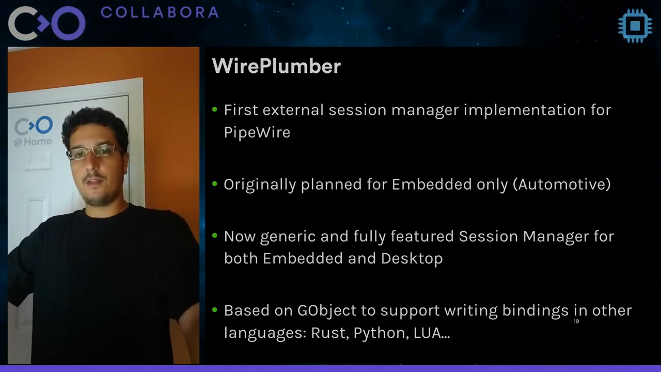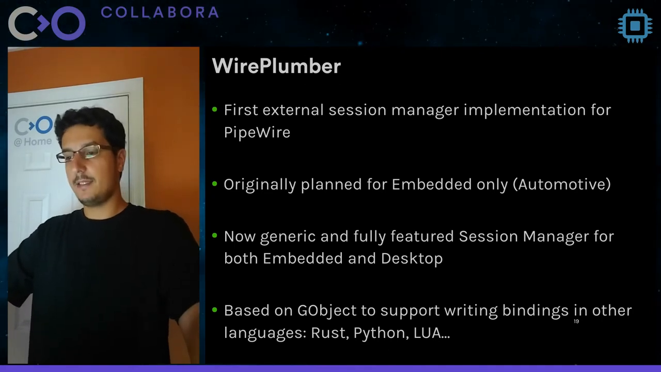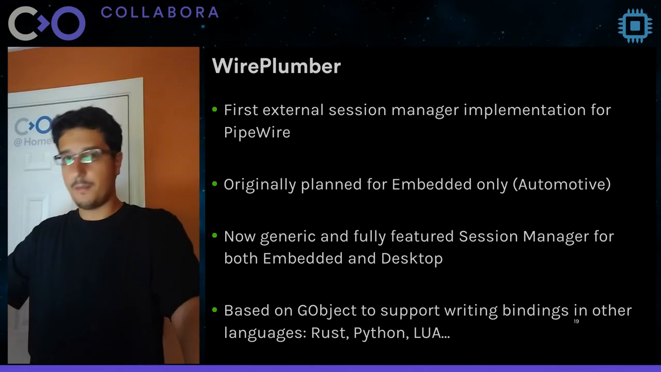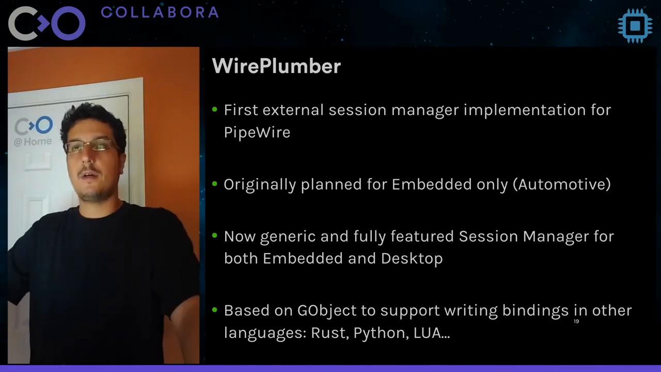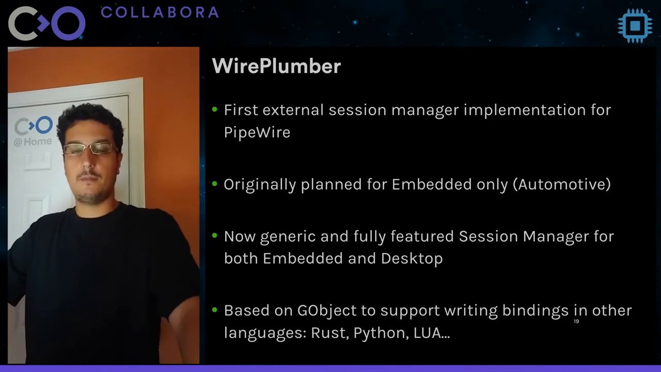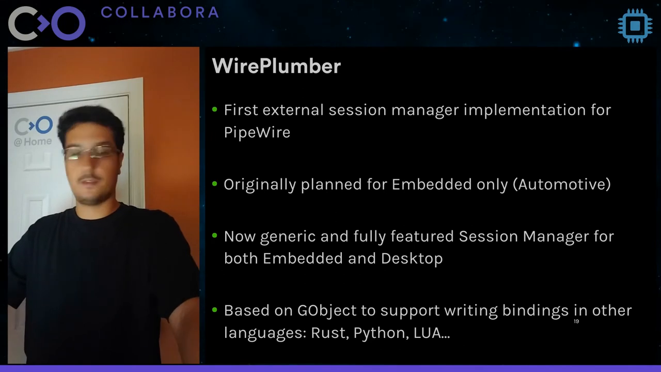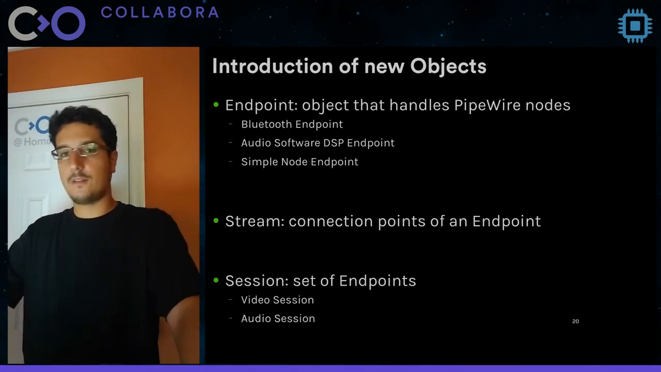Another thing to notice is that WirePlumber is based on GObject to support writing bindings in other languages such as Rust, Python, and Lua. Because at some point we want users to have an even higher-level API to basically control PipeWire. You know, we want users to control PipeWire using, for example, a Python script.